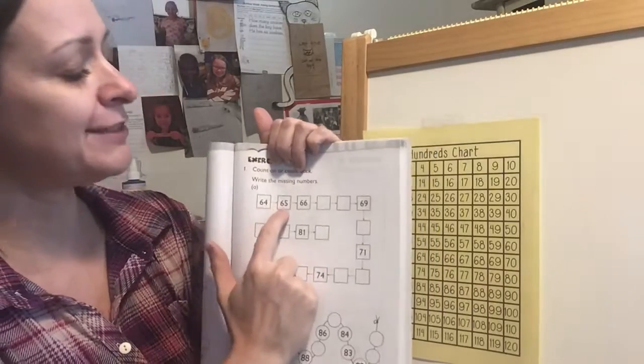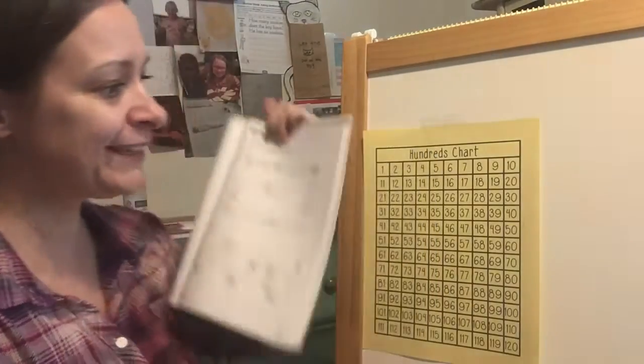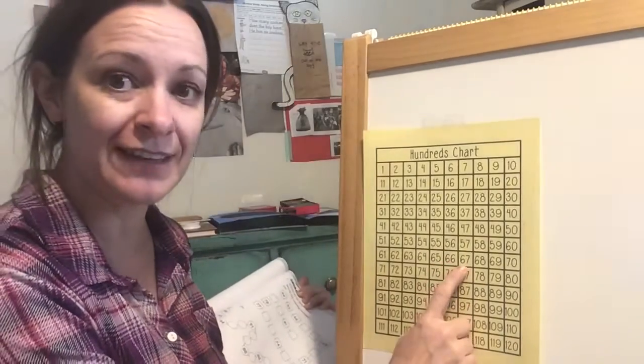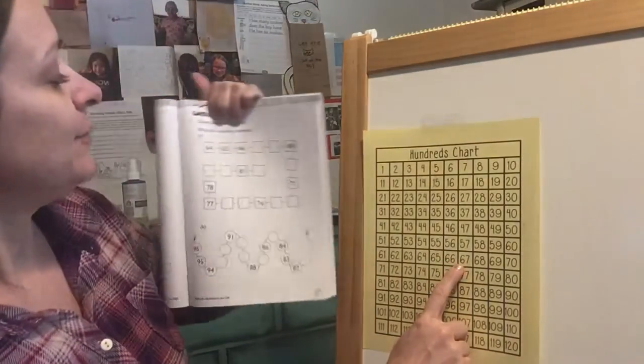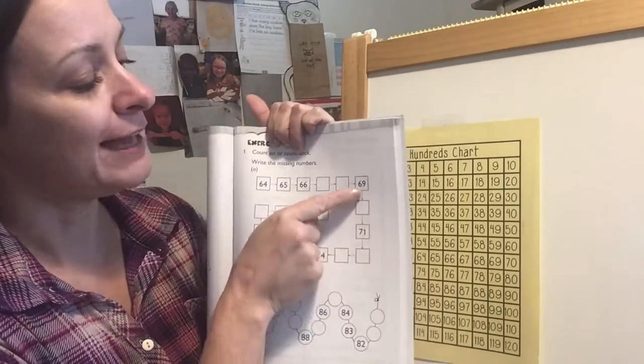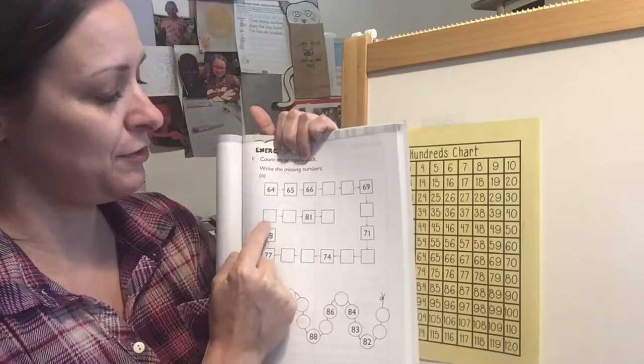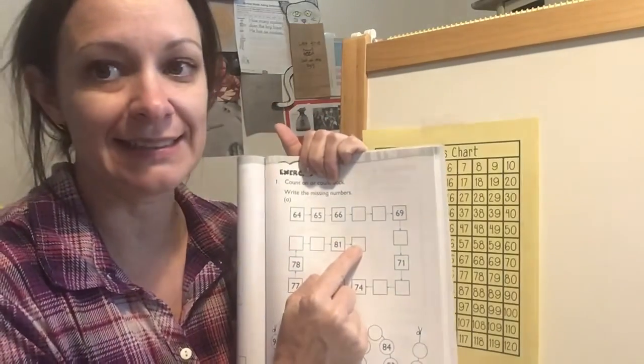All right, so the first one, A, says, write the missing numbers. So 64, 65, 66. What comes after 66? We know that it would be 67, and that's how we write it. Then we'd have 68, 69. It gives us that one. Follow the arrows and keep going. You're going to follow it all the way around till you come to your last number.